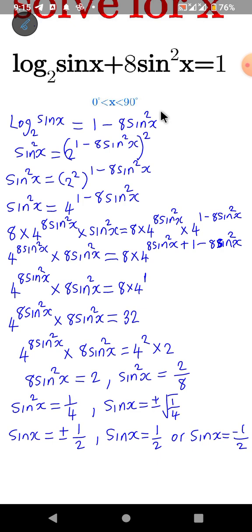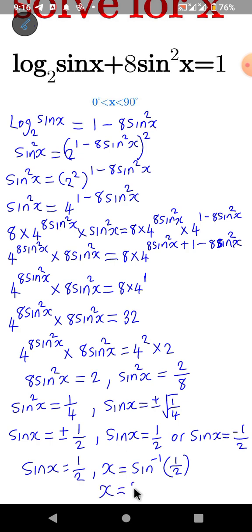Now, since we are searching for the value of x that is less than 90, we are only going to be considering sine x equals 1 over 2. So I'm going to write sine x is equal to 1 over 2. Then from here I can say that x is equal to sine inverse of 1 over 2. So therefore, my final solution to this equation is x is equal to 30 degrees.